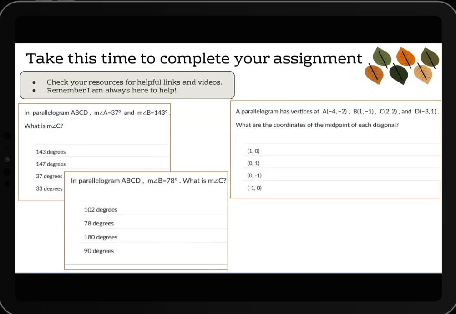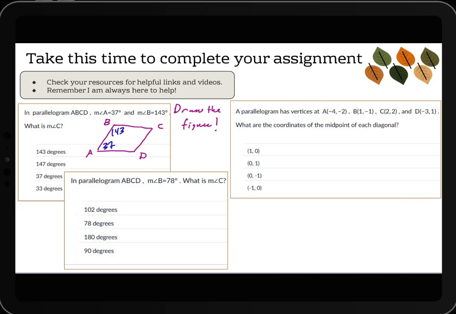Okay, so here's your exit ticket. Your exit ticket says for the first problem, in parallelogram ABCD, you have two angles expressed, and you have to find the measure of angle C. I highly recommend that you draw the figure because it can help when you're setting it up, right? An example could be an arbitrary parallelogram structure like this. It doesn't have to be a specific shape, but this is a great example of that. And then you can start labeling, right? So you have 37 degrees for angle A, and the measure of angle B is 143.